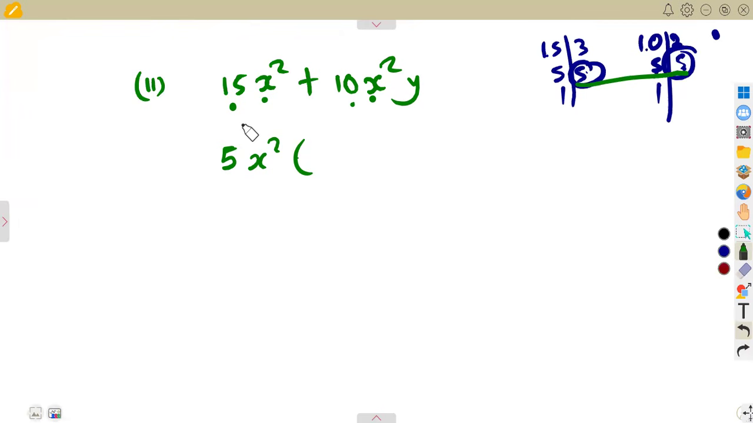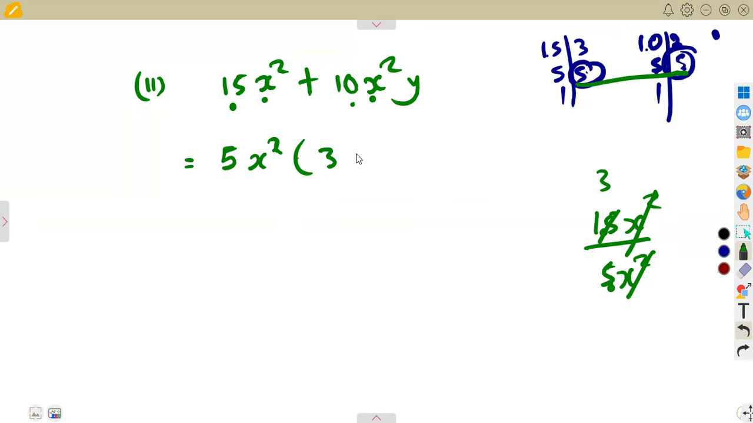So let us factor out this. If you factor out 5x squared, what does it mean? You're going to divide 15x squared by 5x squared. So it means 15x squared over what you have factored out, which is 5x squared. 15 divided by 5, or 5 into 15, that is 3, right? Then x squared and x squared are the same, so they will just cancel. So that's a 3 there.